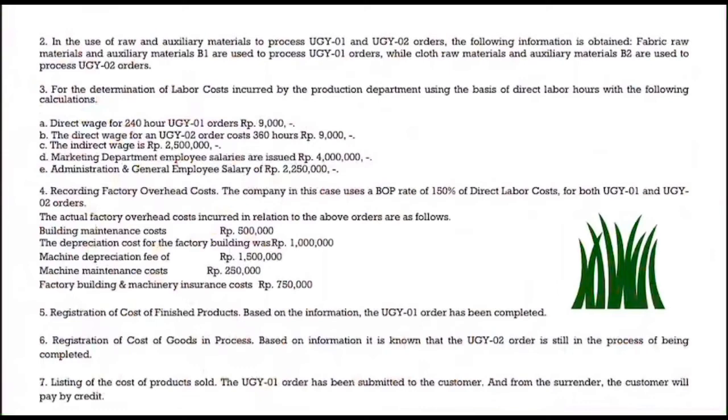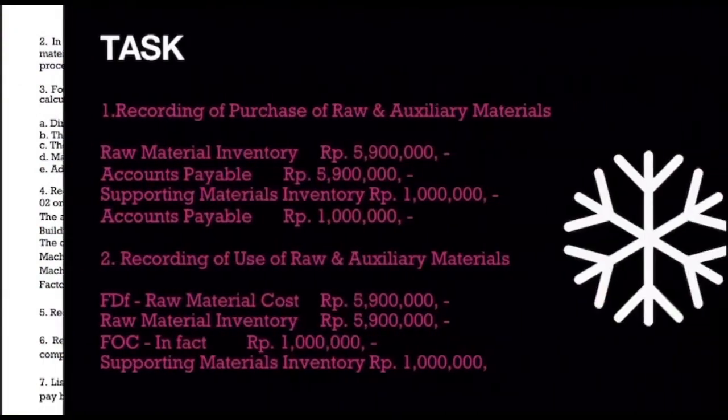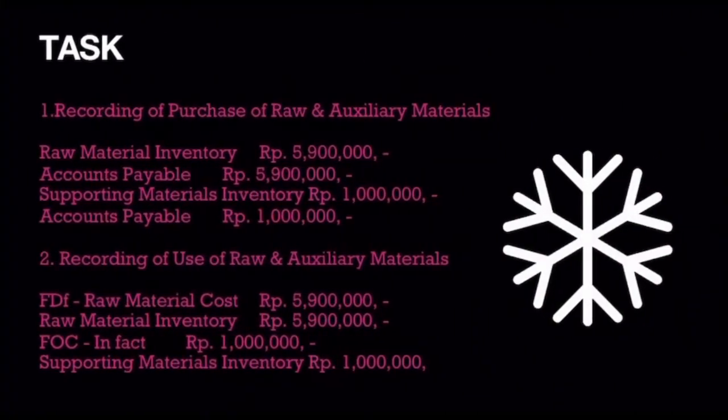And 5 is registration of the cost of finished products, based on the information that the UG1 order has been completed. And 6, registration of the cost of goods in process, based on the information that the UG2 order is still in the process of being completed. And the last, listing of the cost of product sold. The UG1 order has been submitted to the customer, and the customer will pay on credit. And here are some general journals for the job order cost method from the PTUD in November 2020.